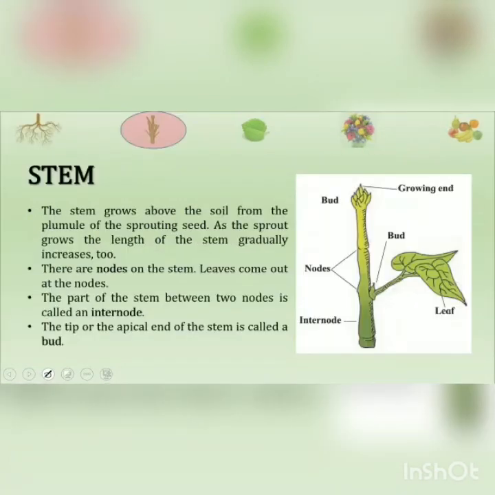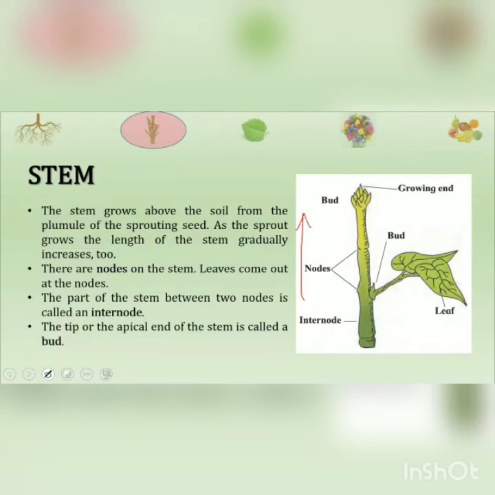Now let us see the next part of our module, that is the stem. Children, you are well aware of the stem. The stem grows above the soil from the plumule of the sprouting seed. We have seen this in the video. As the sprout grows, the length of the stem gradually increases. It increases in height.